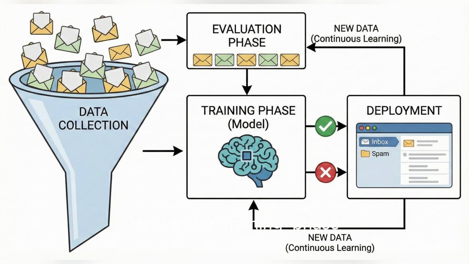Next is the training phase. We feed this data into a machine learning algorithm, also known as a model. The model processes the data and tries to find patterns or relationships. After the model is trained, we move to the evaluation or testing phase. We use a separate set of data that the model has never seen before to test its performance. This is crucial to ensure that the model didn't just memorize the training data, but actually learned the underlying patterns. If the model performs well on this new data, it's ready to be used.